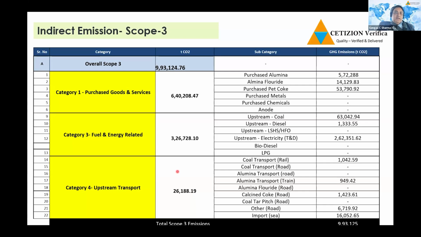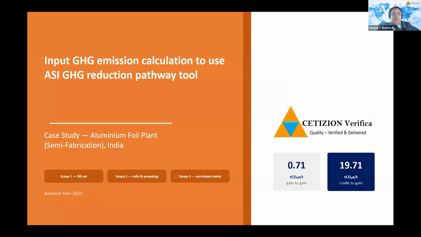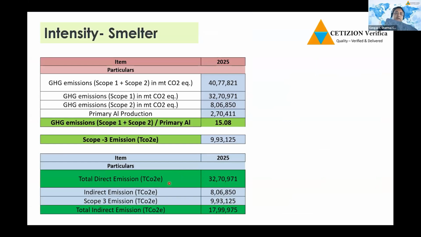So it's a typical example of a smelter. Now we can talk a little bit about the downstream. Okay, go back. Yeah. So based on the previous slide, if you see, we have collected all the information like scope 1 and 2, scope 3. So these are the numbers which are really going to matter and going to be used in the ASI Excel tool. Next, please.